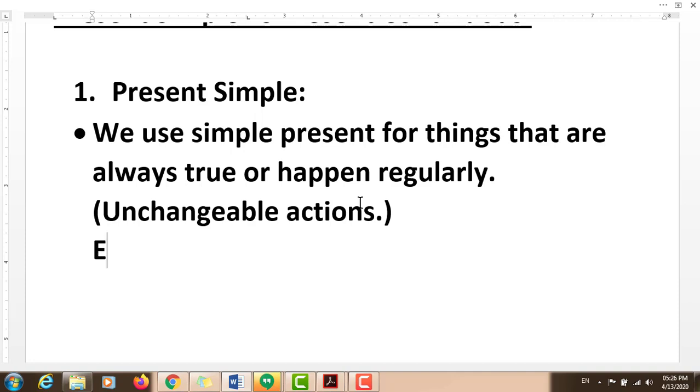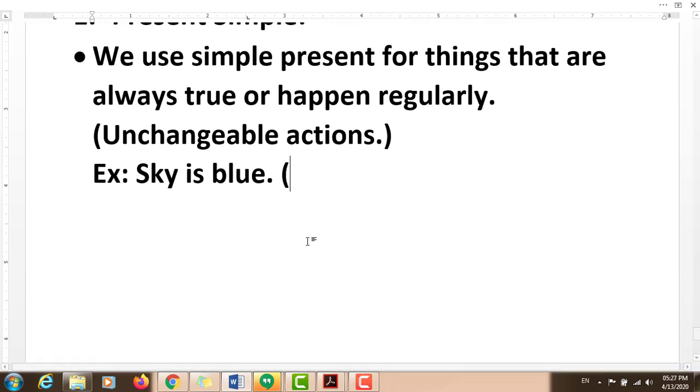sky. This is an example which everyone knows. Sky is blue. It's something natural which cannot change. So this action is unchangeable. Sky is blue and it will stay blue, and you cannot change it to green and you cannot change it to white and so on. That is a cloud. Cloud is something else which changes the sky into gray or something. But sky is always blue.